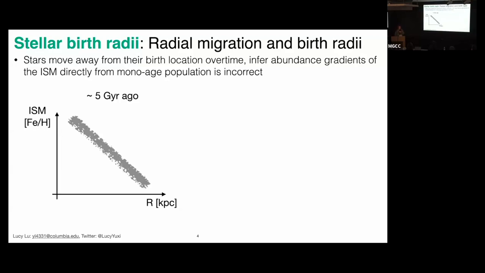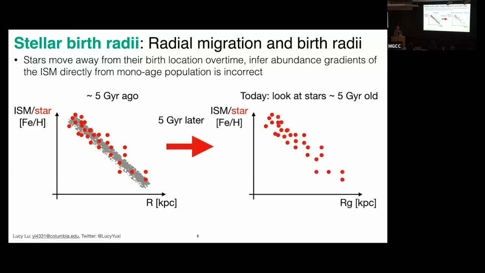One example I'm going to give here is, first, let's look at stars 5 gigayears ago. Let's assume that there's an ISM metallicity gradient that's linear, which is shown by this gray line. And let's say that we form some stars in this metallicity ISM. Five gigayears later, we look at stars that are 5 gigayears old, and we can fit a line to it and say, okay, this is the gradient of the ISM 5 gigayears ago. This is all good if stars don't move around over time.